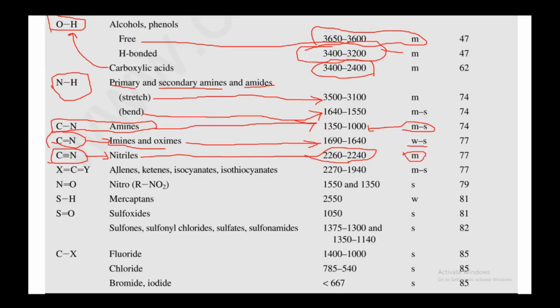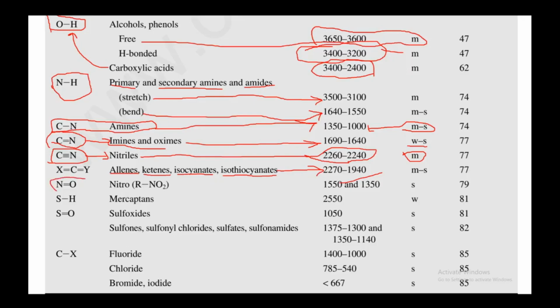How will you characterize allenes, ketenes, isocyanates, and isothiocyanates? Here carbon is doubly bonded with atom X and carbon doubly bonded with atom Y, and X and Y could be any group. This functionality is present in allenes, ketenes, isocyanates, and isothiocyanates, and the peak appears at around 2270 to 1940. So these functional groups give you a peak at around 2270 to 1940.